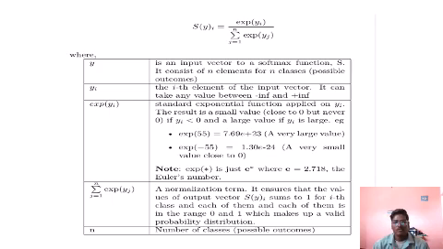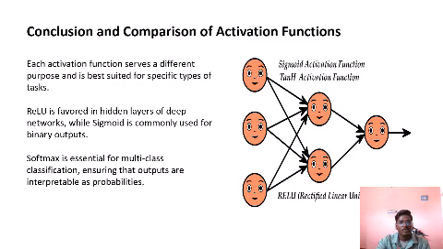The sum from j equals 1 to n of exp of y_j is a normalization term, ensuring that the values of the output vector sum to 1 for all classes, and each of them is in the range 0 to 1, which makes up a valid probability distribution over the n classes.